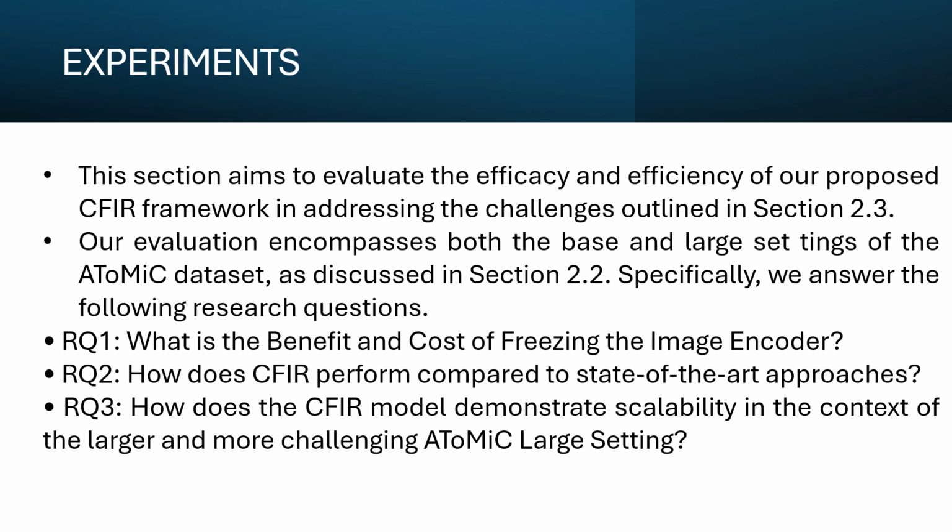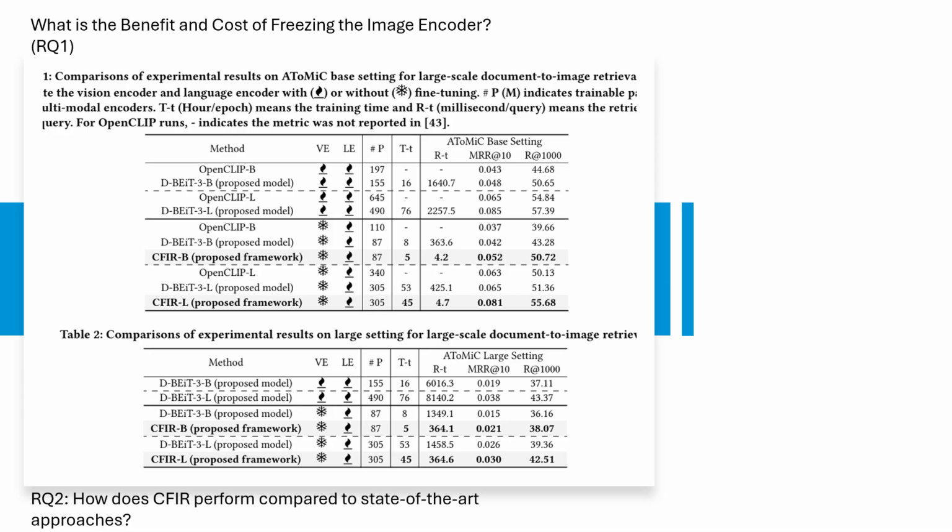This section aims to evaluate the efficacy and efficiency of our proposed CFIR framework. Our evaluation encompasses both the base and large settings of the atomic datasets as discussed in Section 2.2. Specifically, we answer the following research questions. What is the benefit and cost of freezing the image encoder? How does CFIR perform compared to state-of-the-art approaches? How does the CFIR model demonstrate scalability in the context of the larger and more challenging atomic large setting?